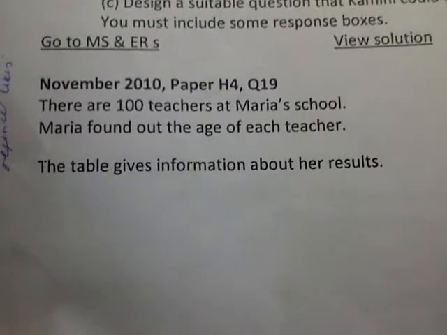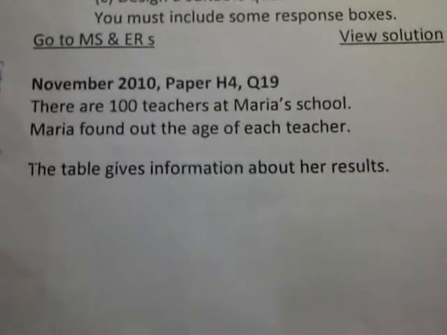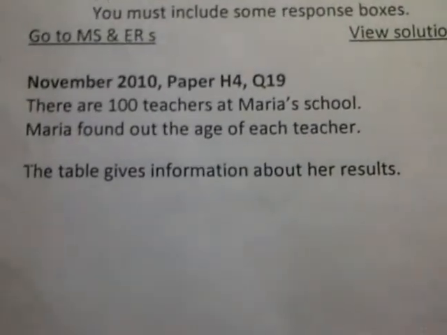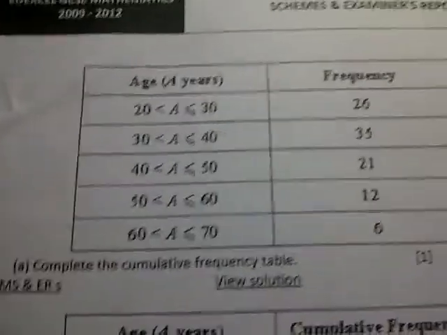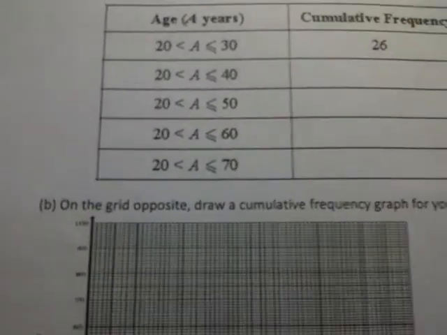Now this question says that there are 100 teachers at Maria's school. Maria found out the age of each teacher. The table gives information about her results. Now this is the table, okay? Now we're asked to complete the cumulative frequency table, and then we're asked to draw the cumulative frequency graph for the table.